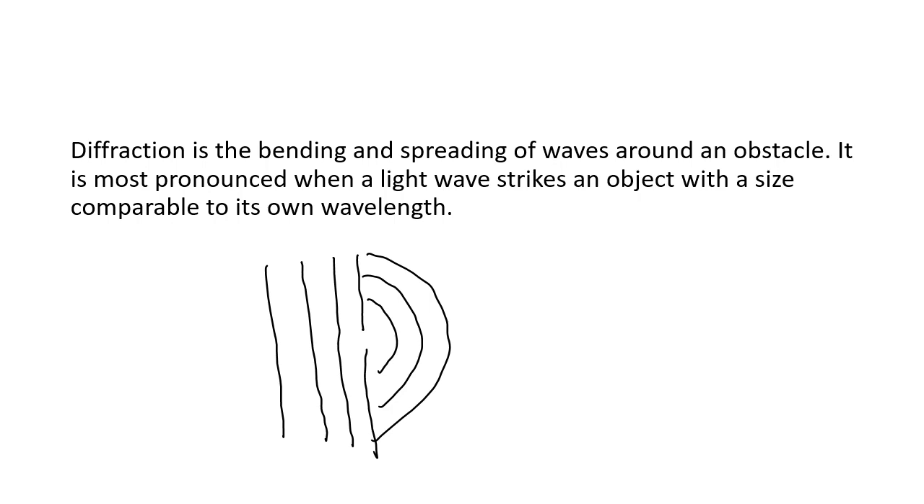Diffraction is the bending and spreading of waves around an obstacle. It is most pronounced when a light wave strikes an object with a size comparable to its own wavelength. So if the size is 3 centimeters and the wavelength is also 3 centimeters, you will see lots of diffraction.